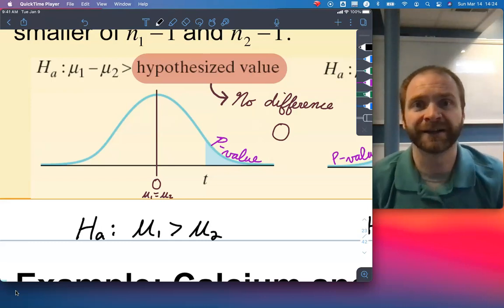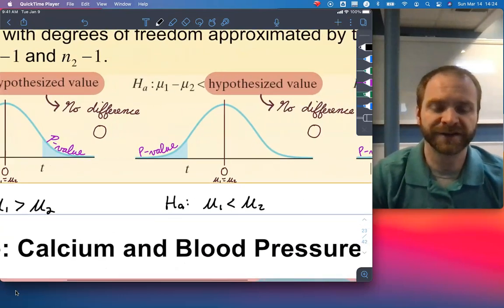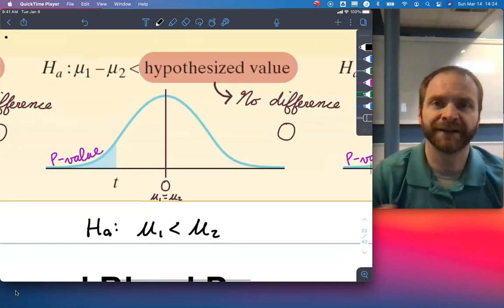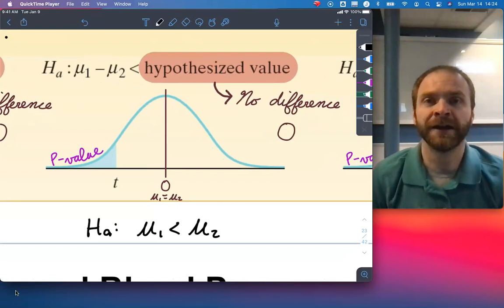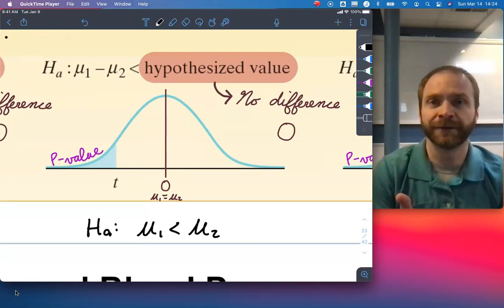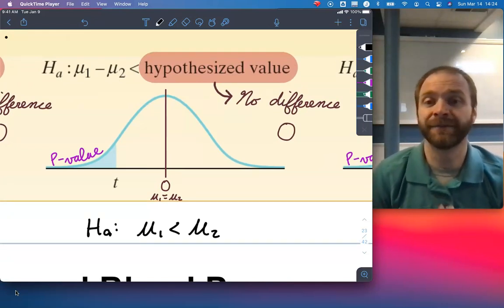This is the way we've been writing it in class. And what if it's left-tailed? Well, you can see the p-value there is going to be on the left side. And there's no difference for the null hypothesis, so we say it equals 0. For the alternative, we'll say mu1 is less than mu2.